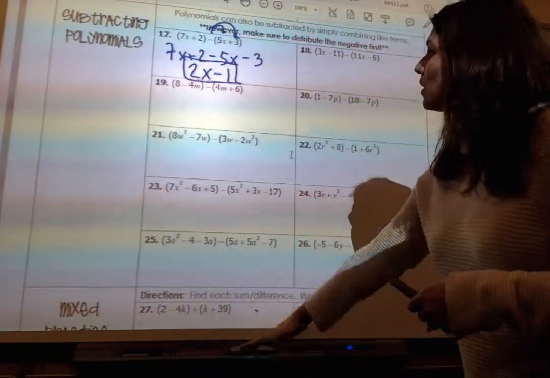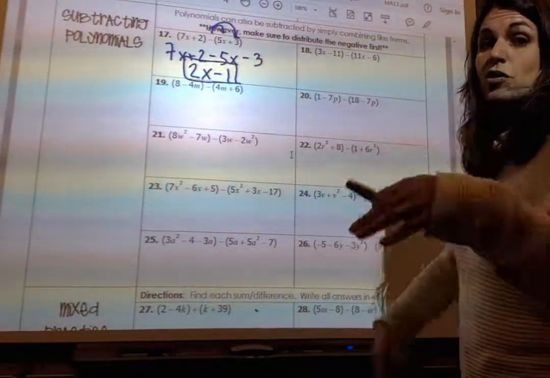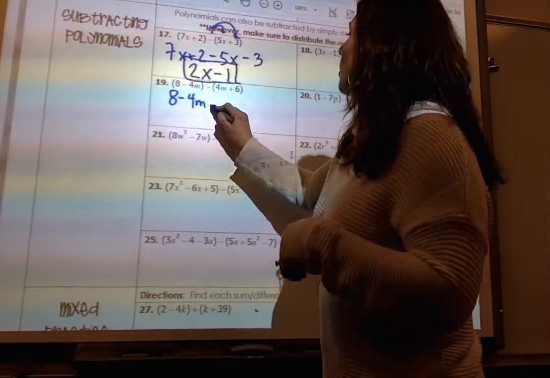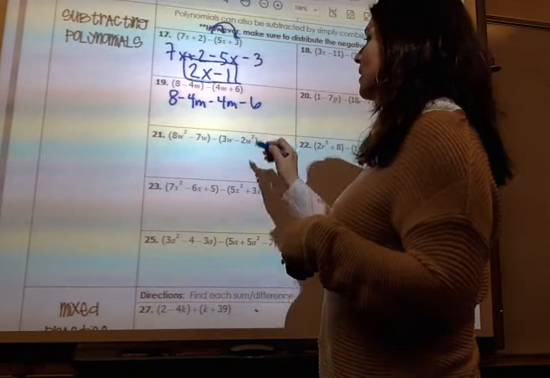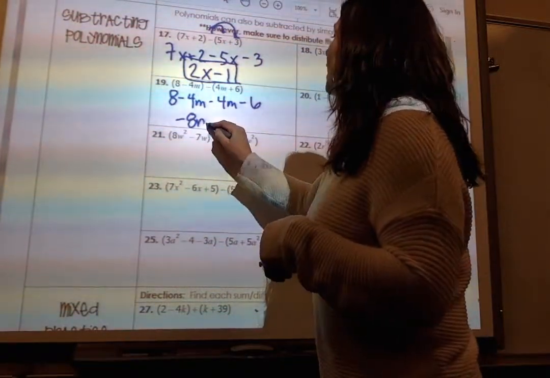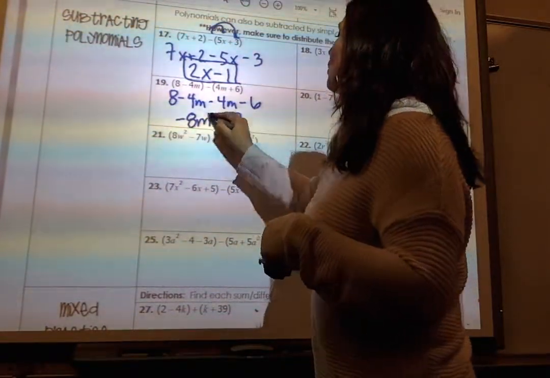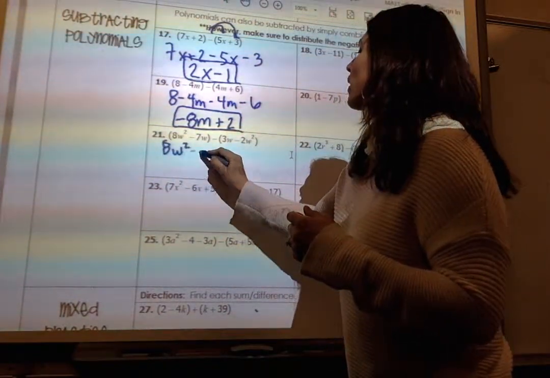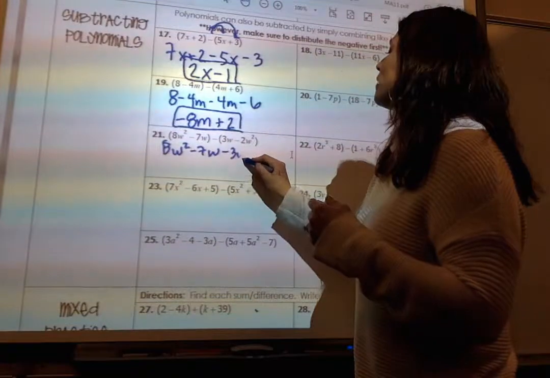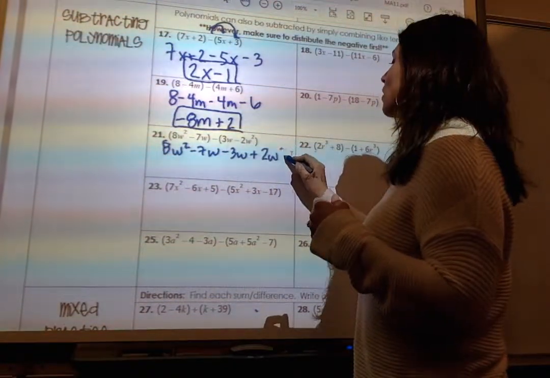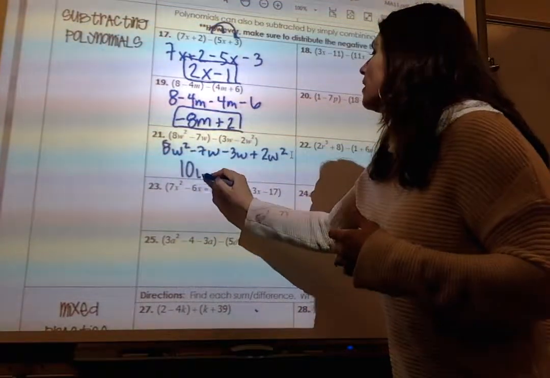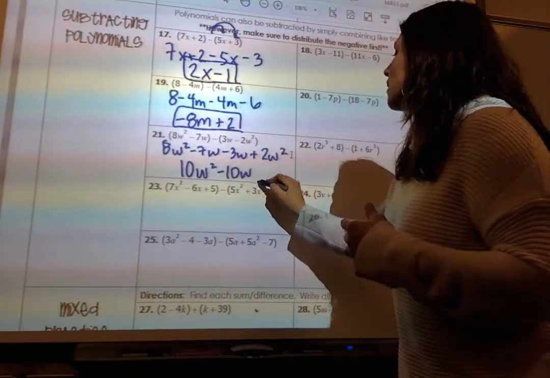So I'm going to do the left-hand side of this if you want to pause and check back in. I get 8 minus 4m minus 4m minus 6. And I have negative 8m plus 2 is my final answer. On 21, I have 8w squared minus 7w minus 3w plus 2w squared. Keep in mind when we distribute. Standard form would be 10w squared minus 10w.